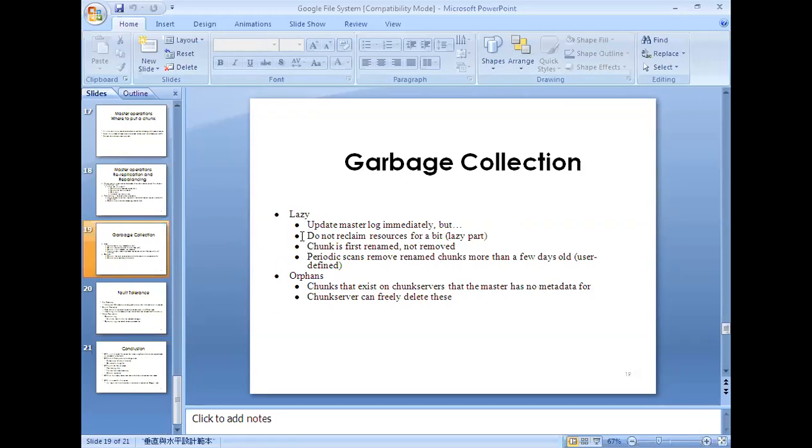Garbage collection in GFS we can call lazy, because it updates the master log immediately but does not reclaim the resources for a bit. It takes some time to reclaim the resources. So there should be a certain gap. That is the reason why we are calling it lazy.